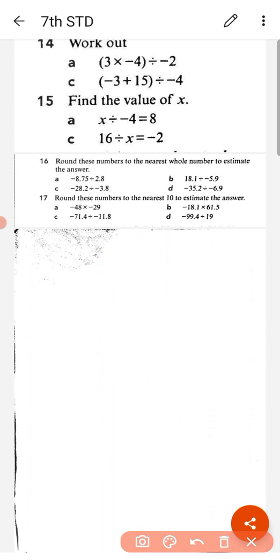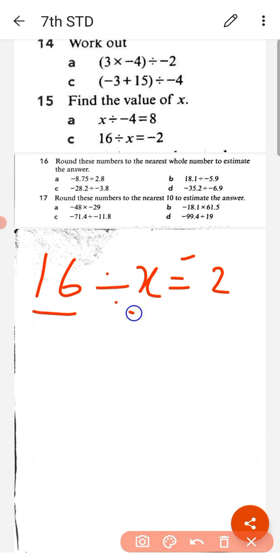Now our next question is 16 divided by x is equal to negative 2. Children, here 16 is the dividend, x is the divisor and negative 2 is the quotient. Here we have to find the divisor. So to find the divisor, divide the dividend by the quotient.